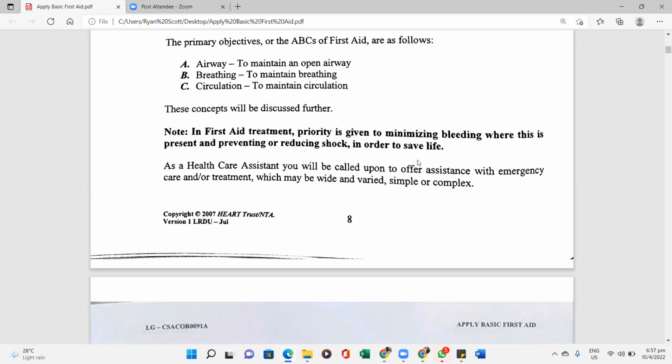And then circulation. How do we check for circulation? Anybody? I want to hear somebody else apart from Ryan. How do we check for circulation?